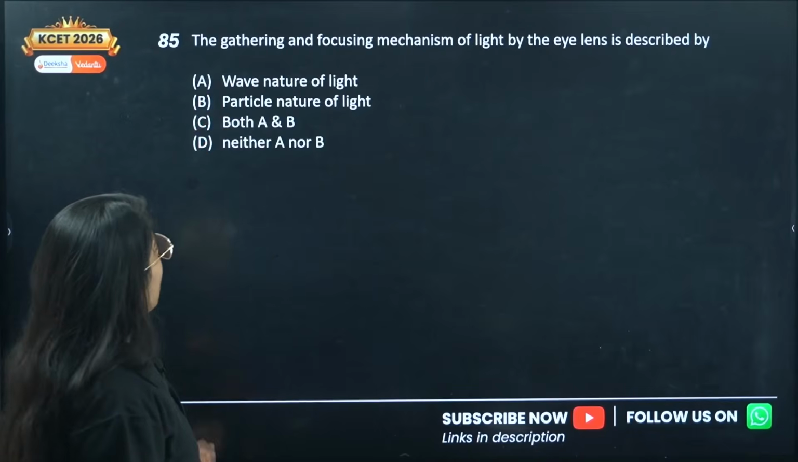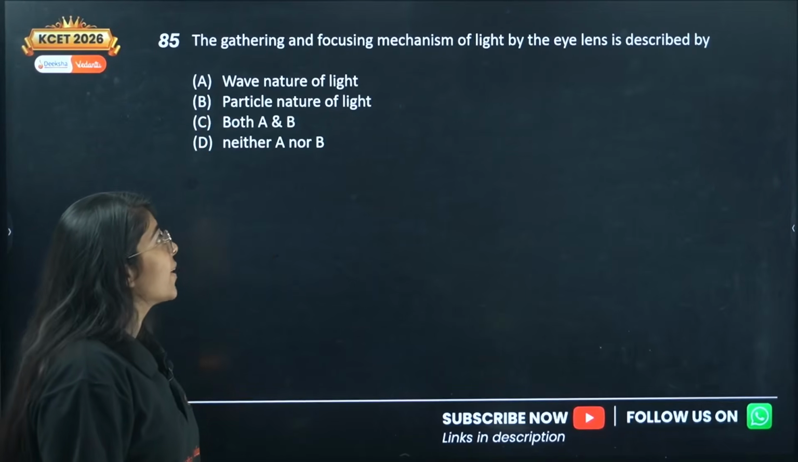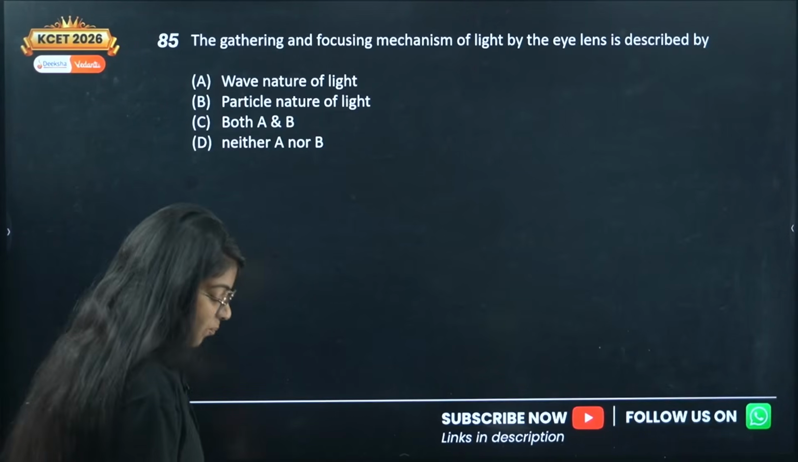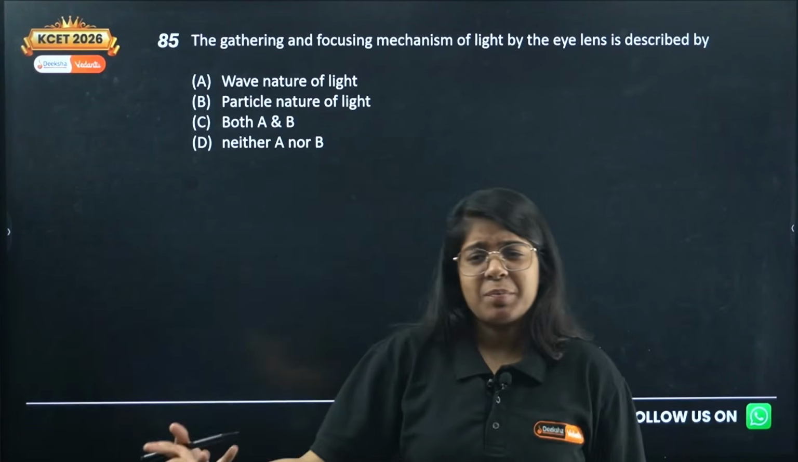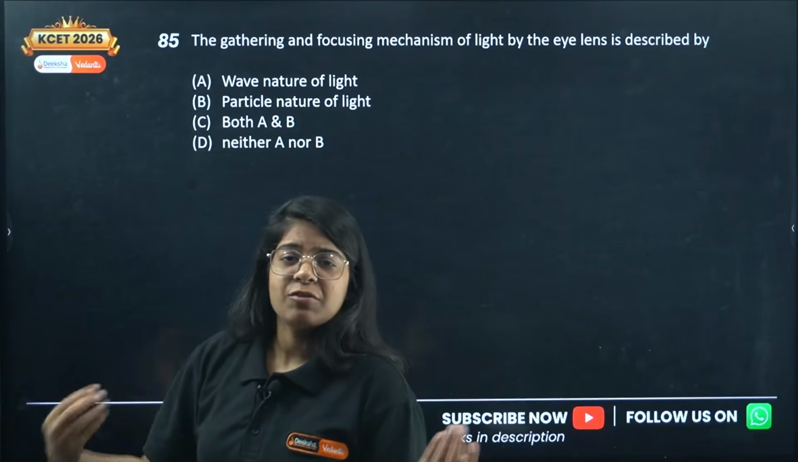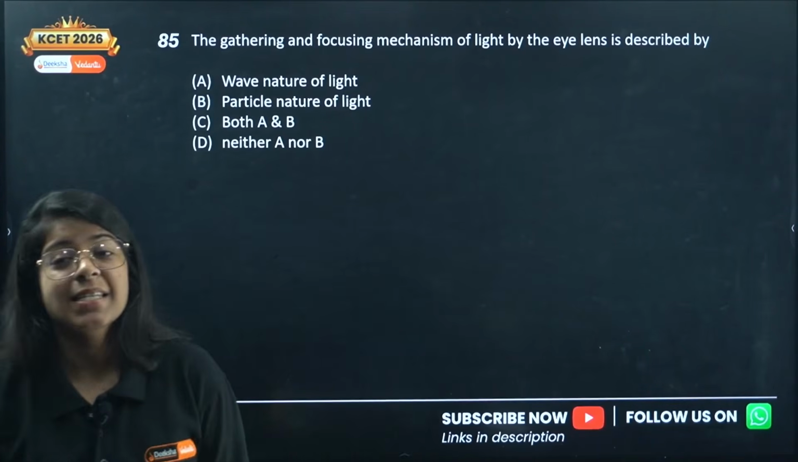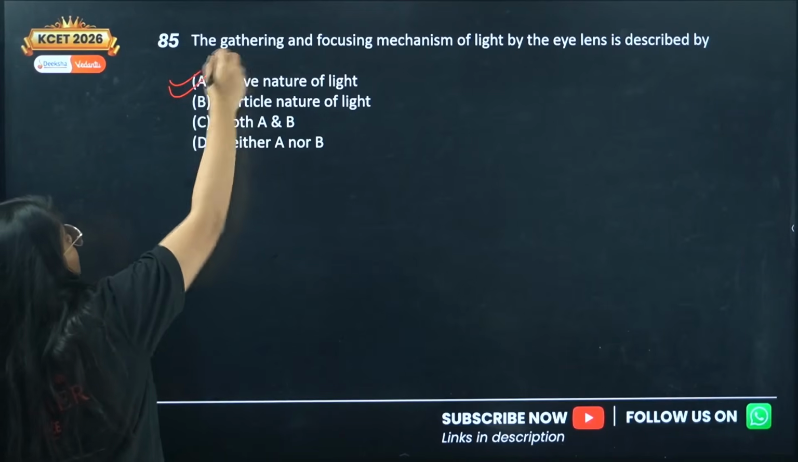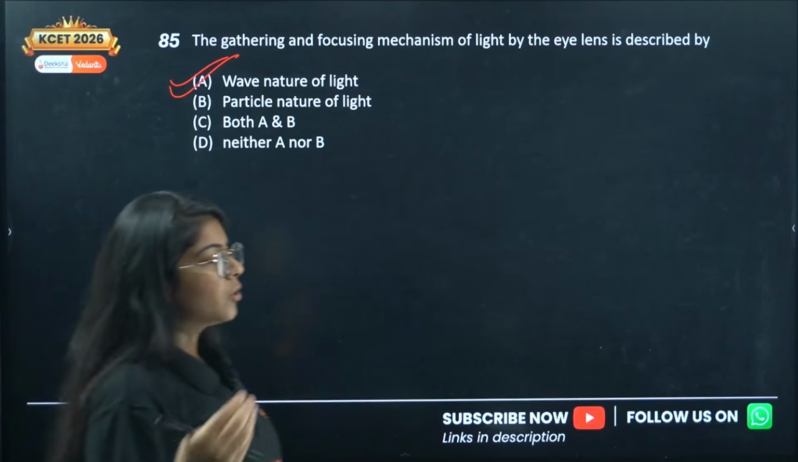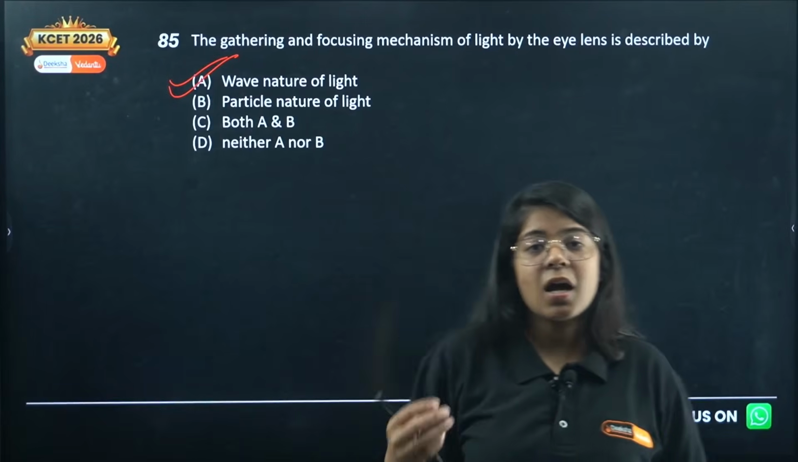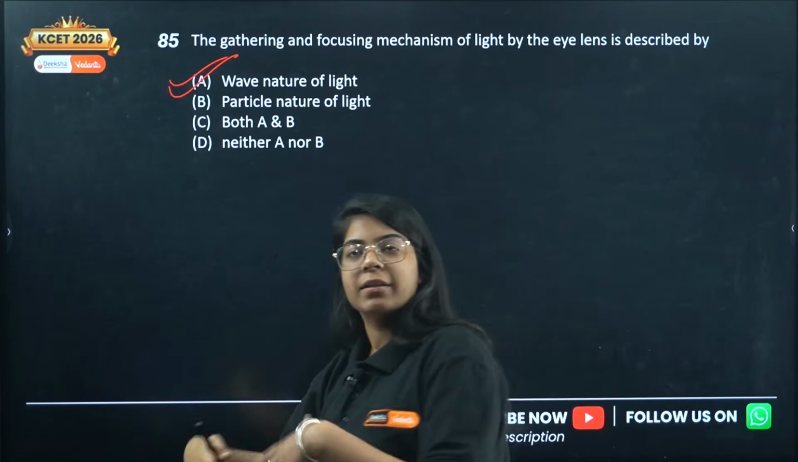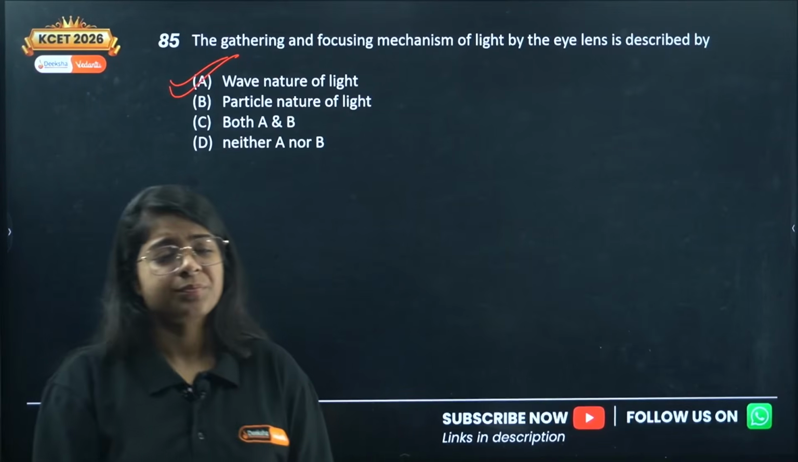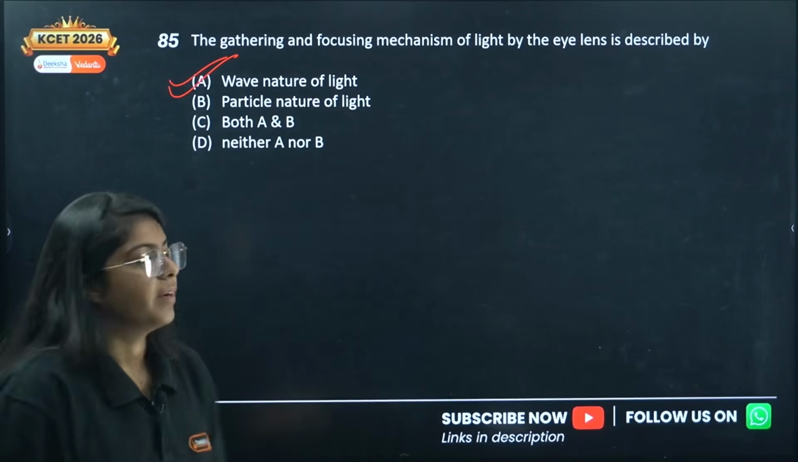Correct. Now 85th says the gathering and focusing mechanism of light by the eye lens. This you should remember. The gathering and focusing mechanism of our eye lens is described by the wave nature of light. On the other hand, the rods and cones on our retina, their function is described by the particle nature of light rather than the wave nature of light. Okay.